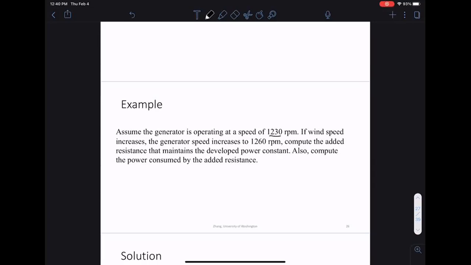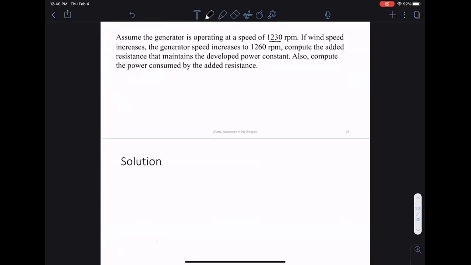So this is one example of what you can do with added resistance. It allows you to operate at a higher power, or operate at the same power with a higher speed. All right, so if we look at this problem, what is the synchronous speed? If the rotor speed is 1230 RPM or 1260 RPM, what's the synchronous speed?